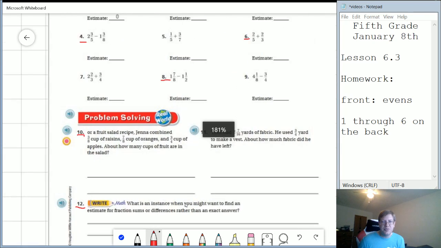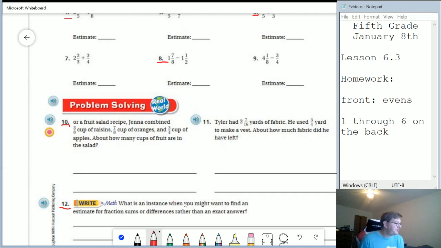I'm not sure how legible that is. Let me zoom in a little bit. What is an instance when you might want to find an estimate for fractions, sums, or differences rather than an exact answer? So we have had several word problem examples of situations where we would go ahead and probably do that.